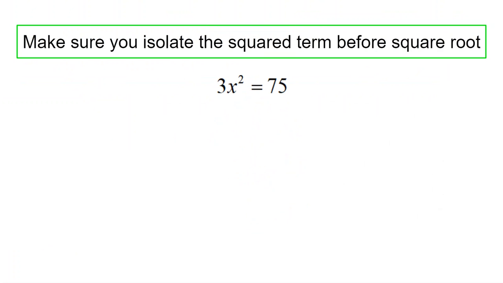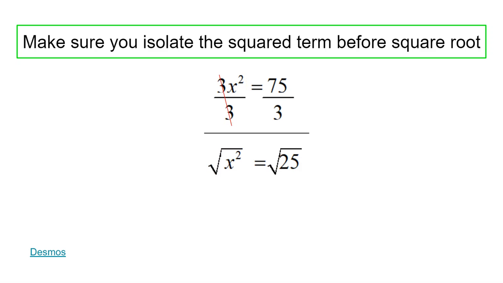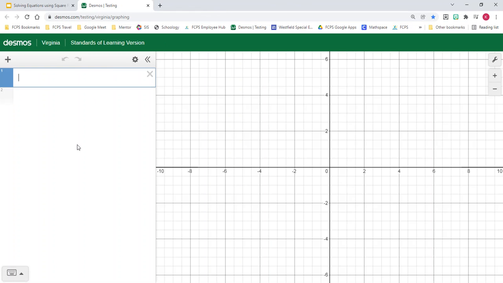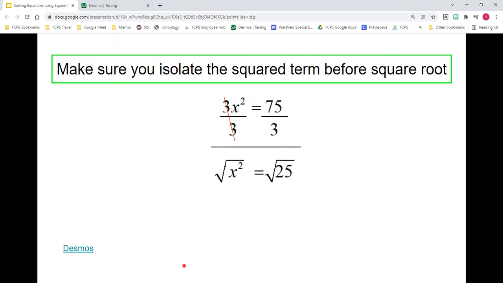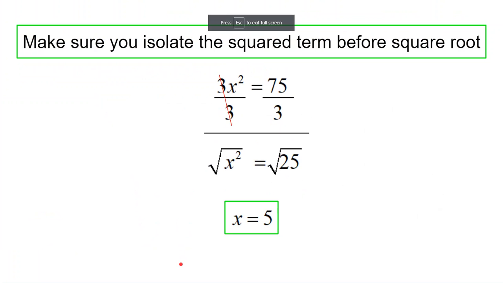Sometimes you'll have numbers multiplying to the squared term. So 3x squared equals 75. We want to get that x squared by itself. So we're going to divide each side by 3. Cancels the 3 that's in front out. So it leaves me with x squared equals 25. Now to get rid of the squared, we take our square root. Again, we can go to Desmos, get our square root, 25 equals 5. So for this problem, x equals 5.